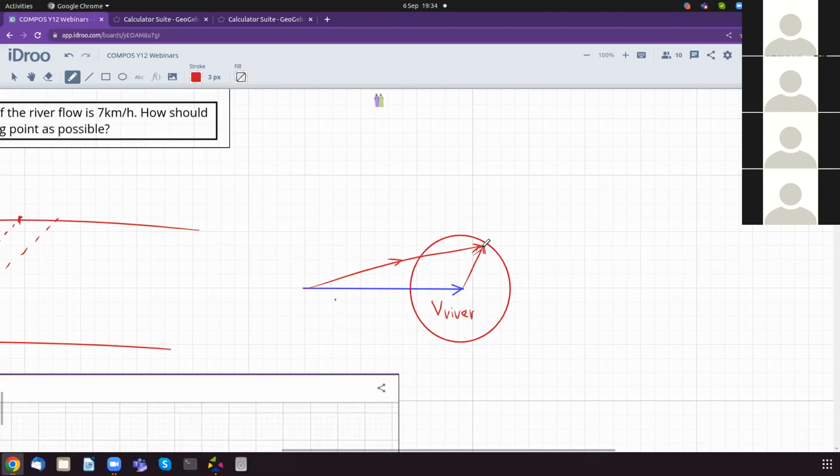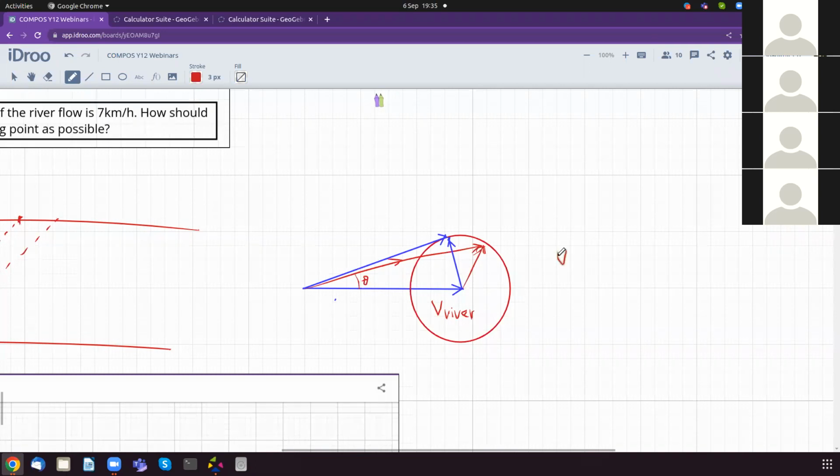Well, when this point, anyone? Can anyone see it? When will this angle be maximized? Absolutely. When this is the tangent. Yes, we are interested in this scenario, when the boat goes like this, and the final velocity is like this. Any other position, it would be less.